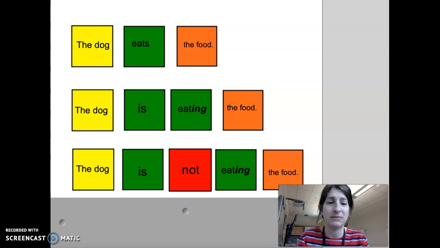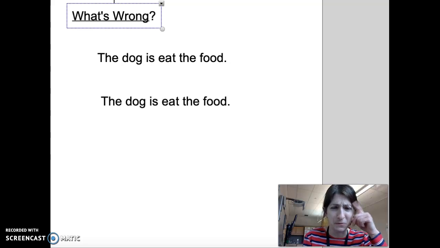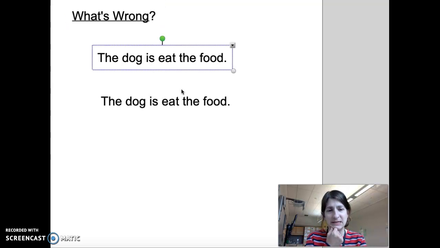Let's take a look at some examples. I want you to figure out what's wrong. These are common mistakes that people make with their words, and I want you to figure out what is wrong. The dog is eat the food. ¿Qué no está bien con eso? Si voy a traducirlo en español, el perro está comer la comida.